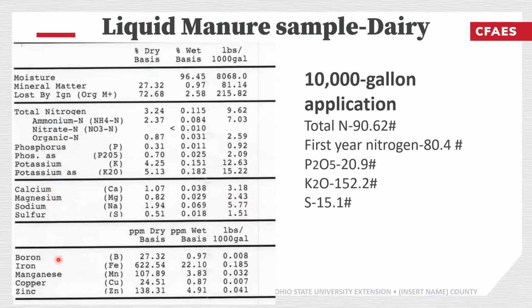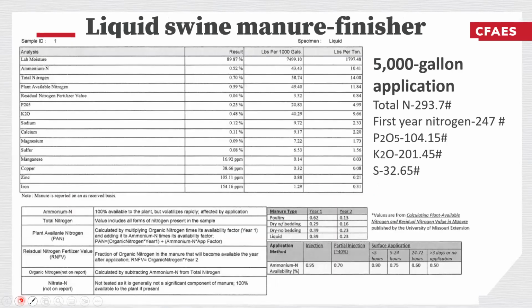And this lab shows us a few more of the micros, so calcium, magnesium, sodium, sulfur, boron, iron, manganese, copper, and zinc. If you're purchasing those micros, you should really look at what your manure is applying for you, and maybe you won't need to purchase that micro pack to go on your corn or soybean crop either as a foliar or at planting, because you're getting that out of the manure.